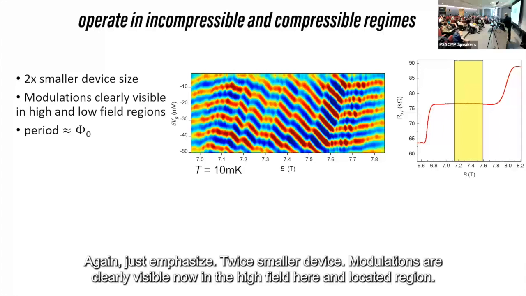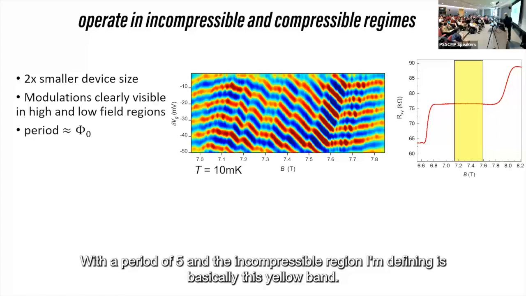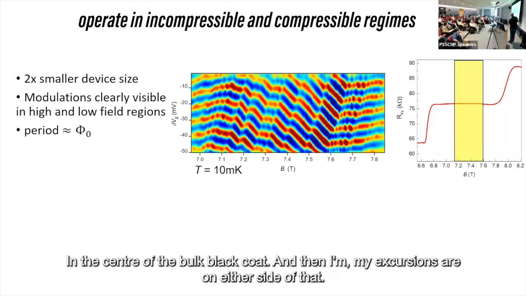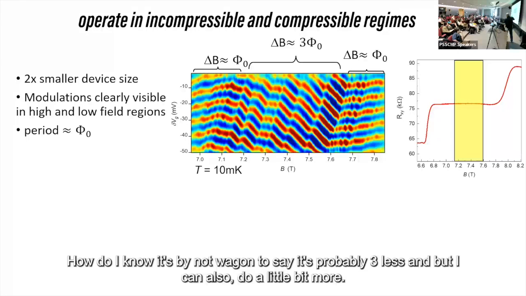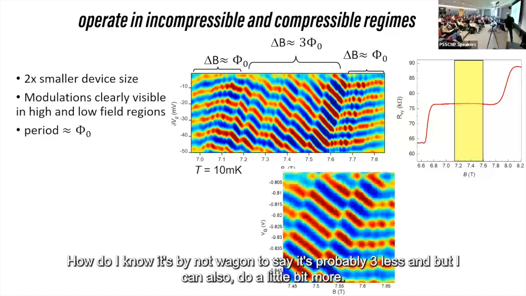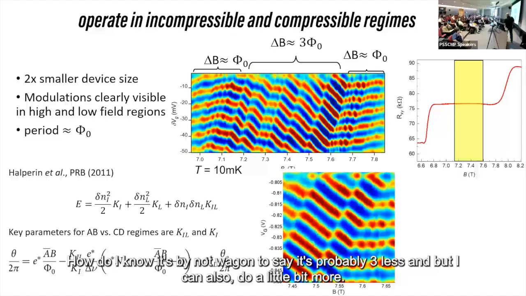Modulations are clearly visible now in the high field here and low field region with a period of phi naught. And the incompressible region I'm defining is basically this yellow band within the center of the bulk plateau. And then my excursions are on either side of that. So if I look at the periodicity, it's 3 phi naught in this region and phi naught out in the wings. How do I know it's phi naught? Well, I can just say it's approximately 3 less.